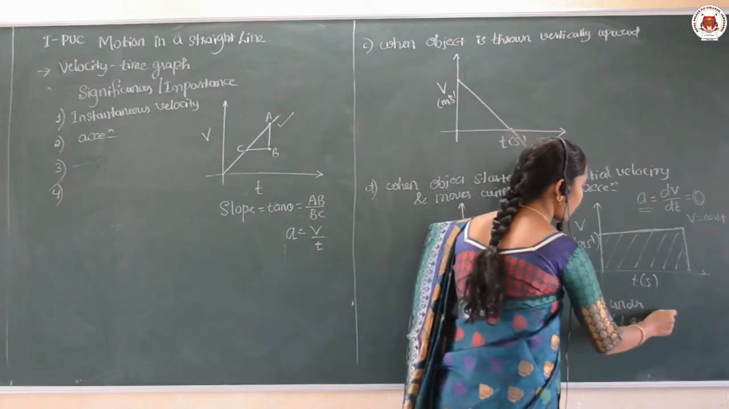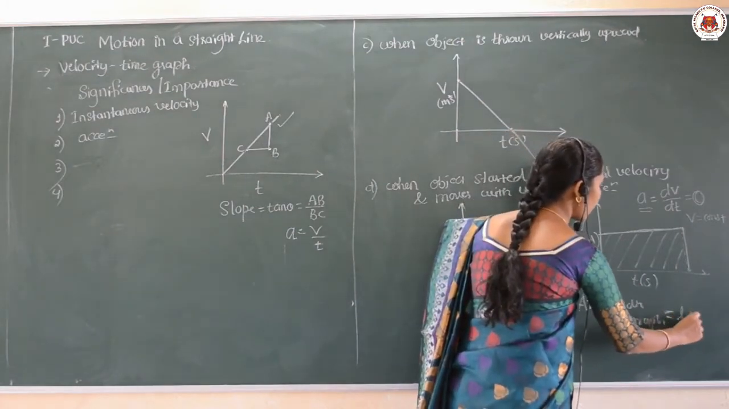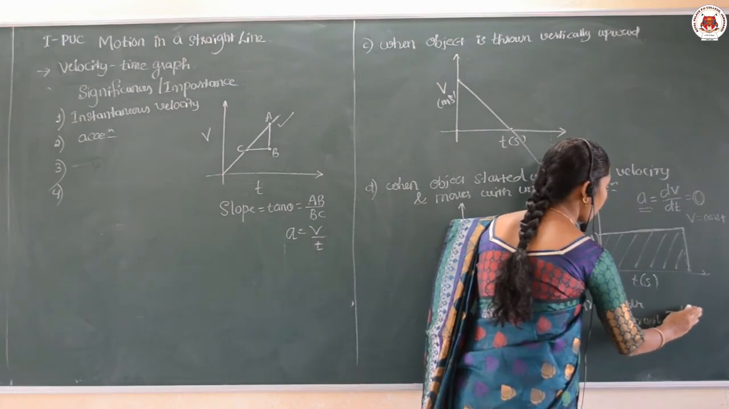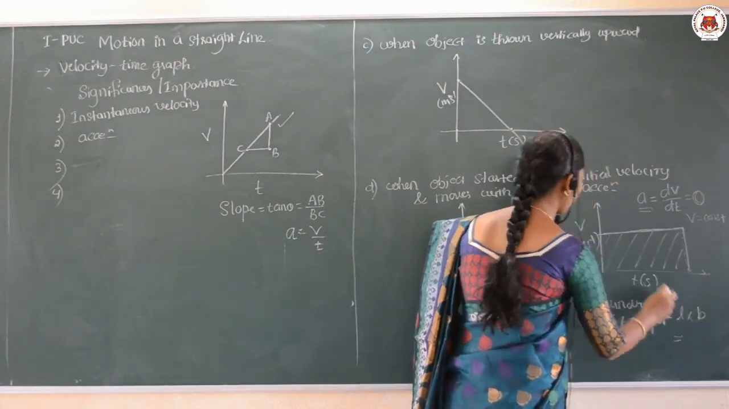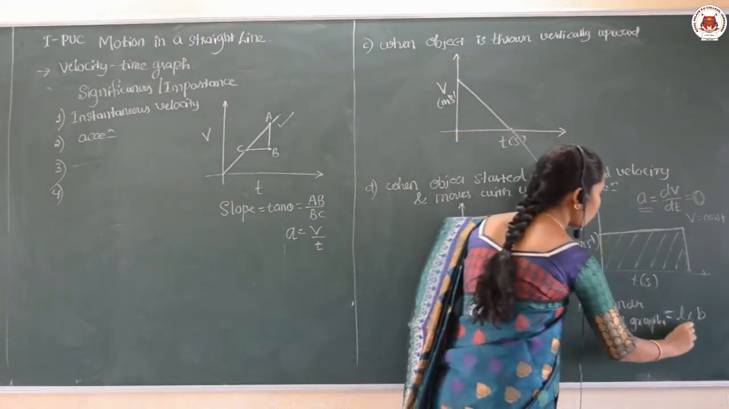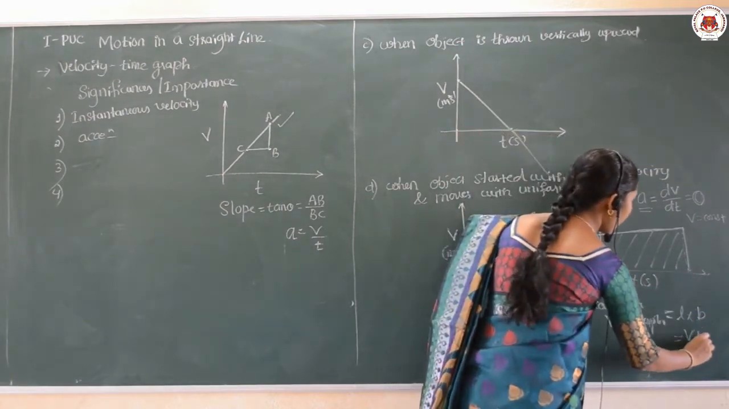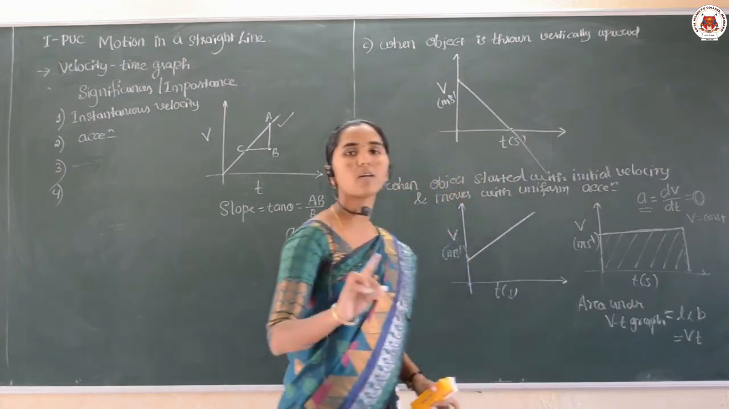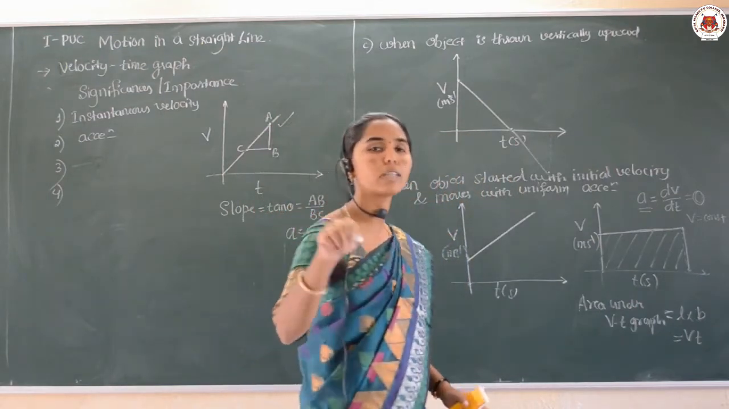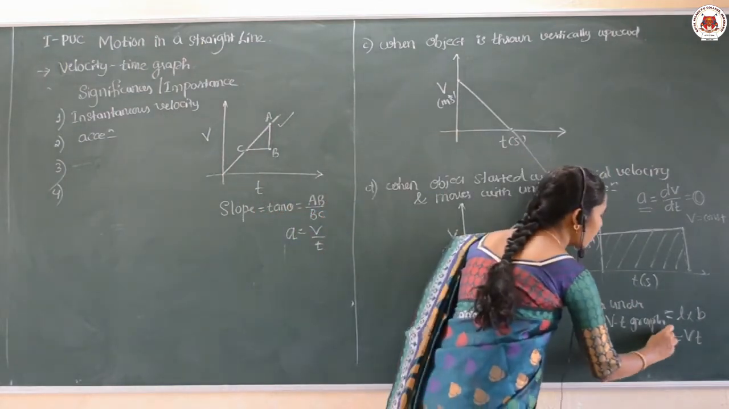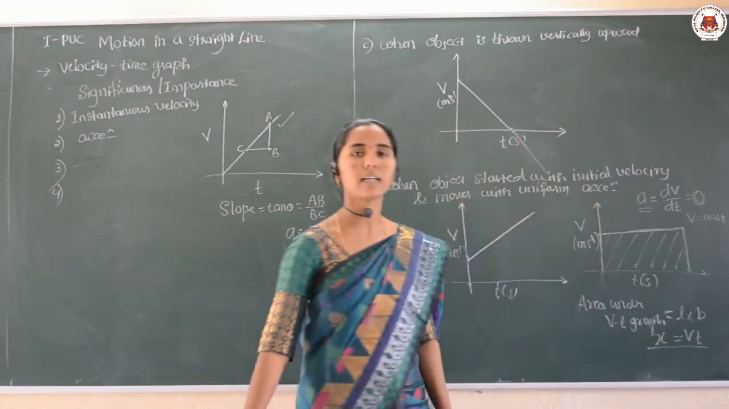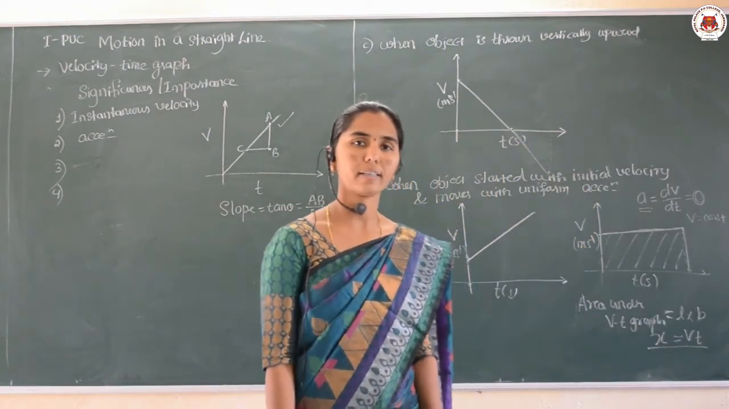Area of a rectangle is length into breadth, that is my formula, isn't it? Length here is the velocity. Breadth here is the time. If the velocity is multiplied with the time, which quantity is obtained? The displacement of the particle can be obtained here.